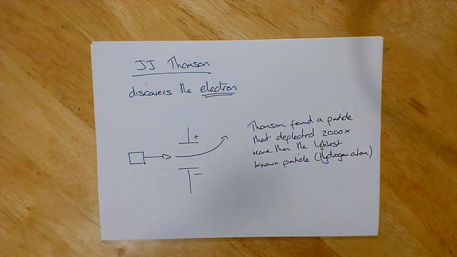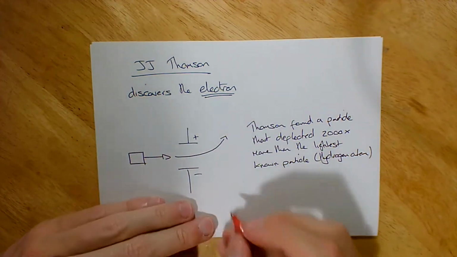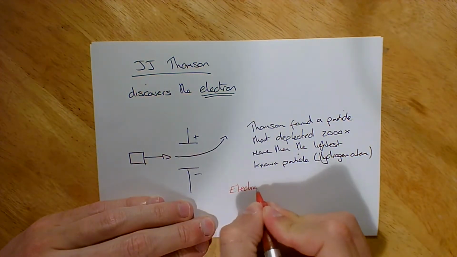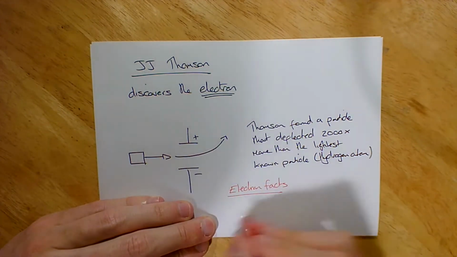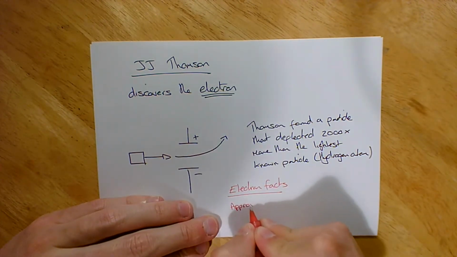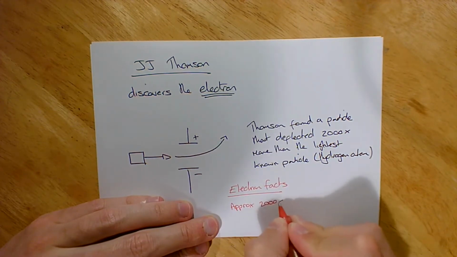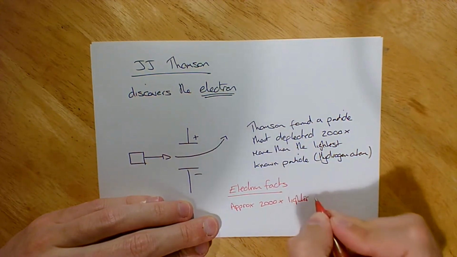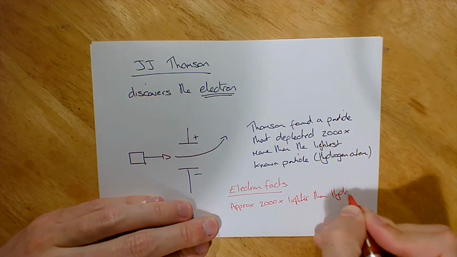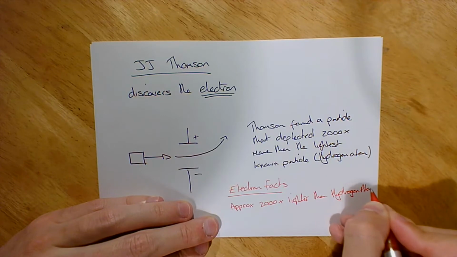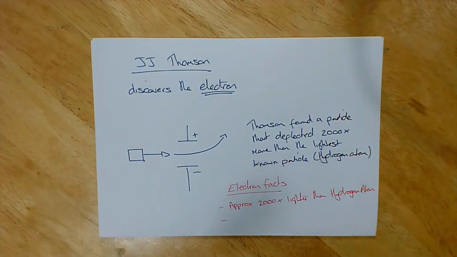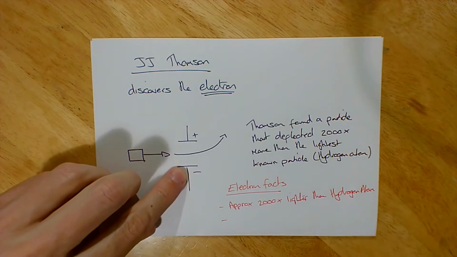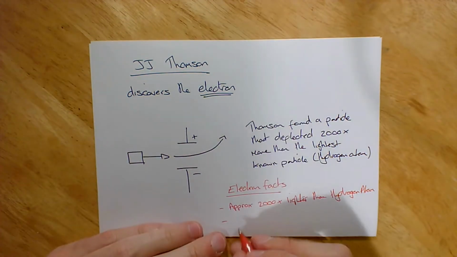So what he discovered was the electron, and from this experiment they knew two things. Number one, it was approximately 2,000 times lighter than a hydrogen atom. And the second thing they knew, by the fact that it was repelled by the negative plate, was that it had a negative charge.